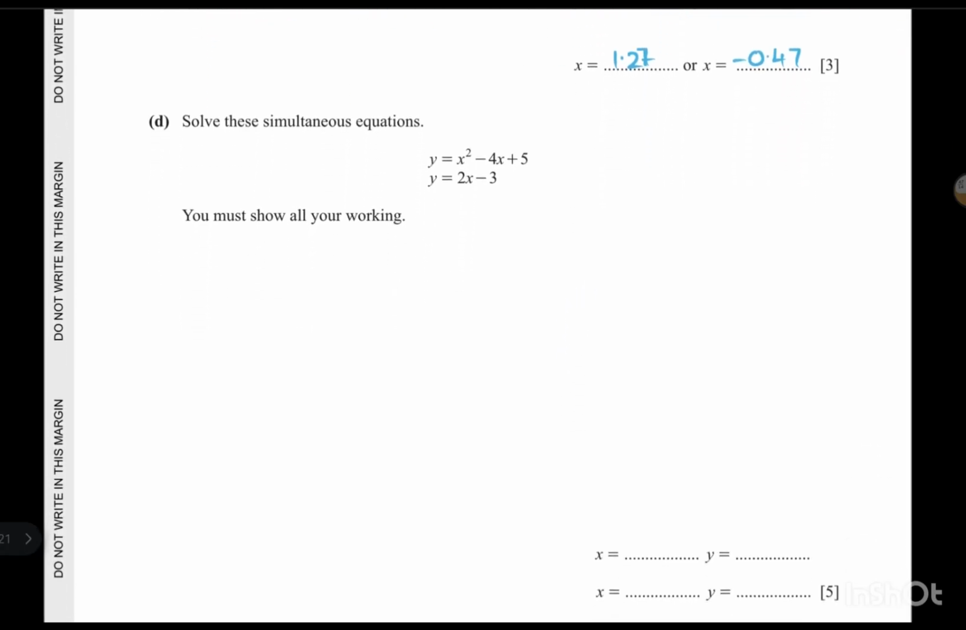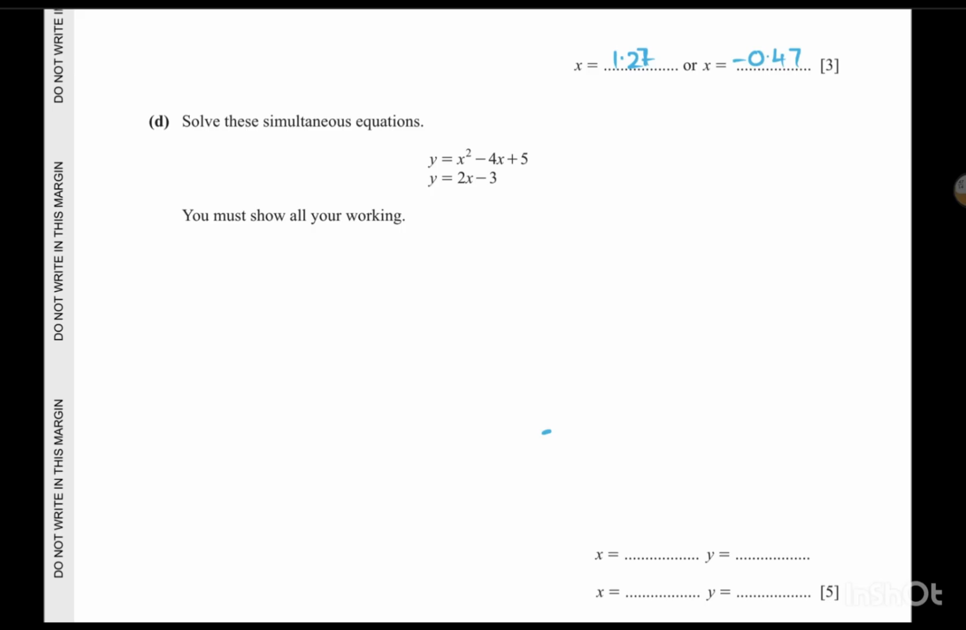Solve these simultaneous equations. So they have given us the two simultaneous equations, y is equal to x square minus 4x plus 5 and y is equal to 2x minus 3. So using this, we'll find out the value of x and y here. You must show all your work.